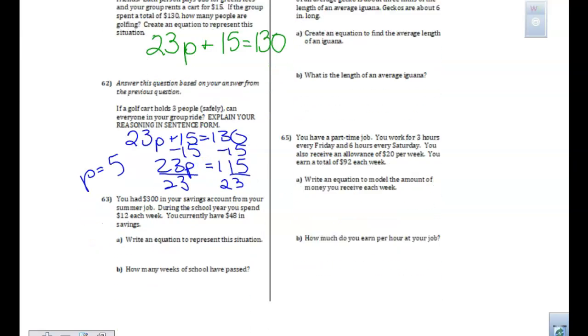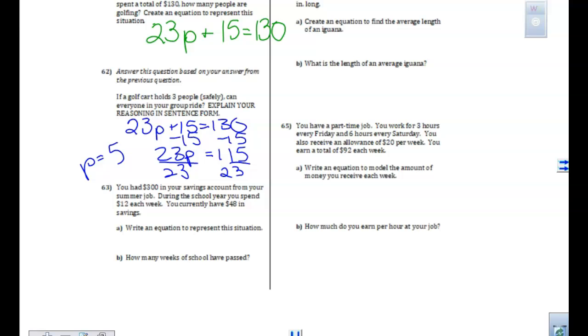All right. So let's take a look at that last one, 63, for today, and I'm going to stop here. So 63 says, you have $300 in your savings account from the summer job during school year, and you spend $12 a week, and you currently have 48. They're trying to tell you a beginning and a rate of change, right? And they're trying to tell you what you had. And so we know that each week we're spending some money, and we know what we have currently in our savings. So if I'm writing it, Olivia, you want to give it a shot?